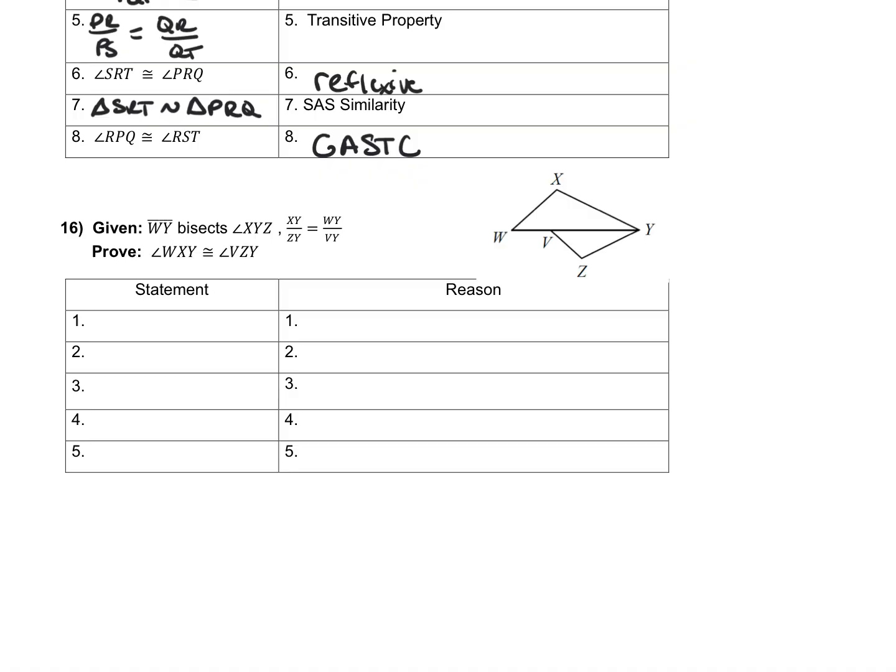All right, last one. We have WY bisects angle XYZ. So that means these two angles are congruent. And then it tells me that XY over YZ, and then WY, so this whole thing here, and VY, so this little guy there, say those guys are proportional. So looking at this figure, I can tell I'm going to be using side, angle, side again.